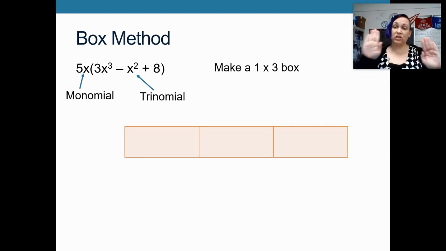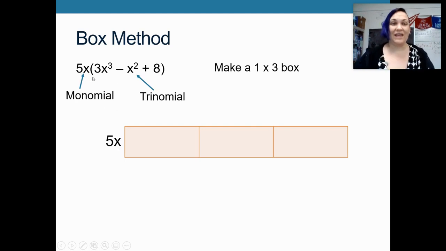And then you take each individual piece and you line it up along the outsides of the boxes. So my monomial, my one term, 5x, it's going to go next to my one box right out here. And then for my trinomial, I'm going to split it up, and each term is going to be above one of the boxes. So the 3x to the third is above the first box. The negative x squared is above the second box. Notice that I kept the minus sign with it. And then the 8 was above the third box.